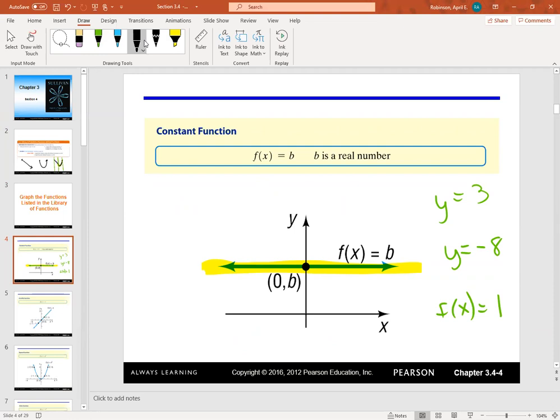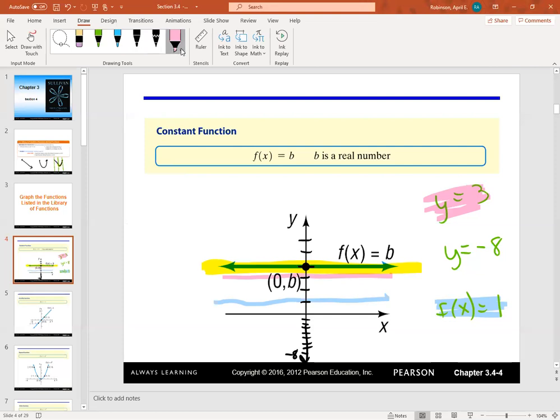But if I were to label this like 1, 2, 3, let's make this 4, 5, 6, whatever, then the function f of x is equal to 1, that would be this line right here. And if I said y is equal to 3, that would be this line right here. And then y is equal to negative 8. Obviously, I'd have to extend this down. 1, 2, 3, 4, 5, 6, 7, 8. Here's negative 8 down there. And then that line would be right down here. It's a horizontal line, the constant function.